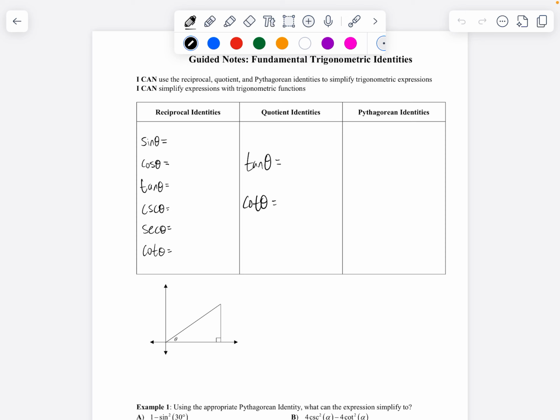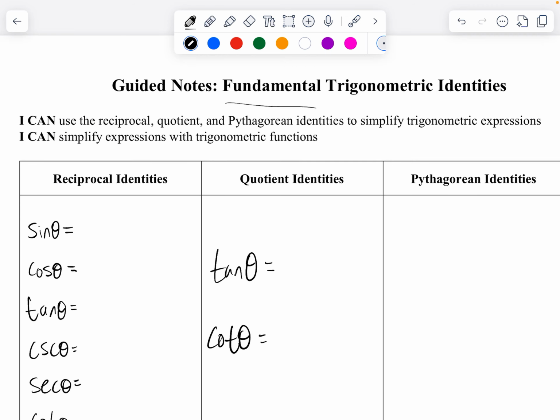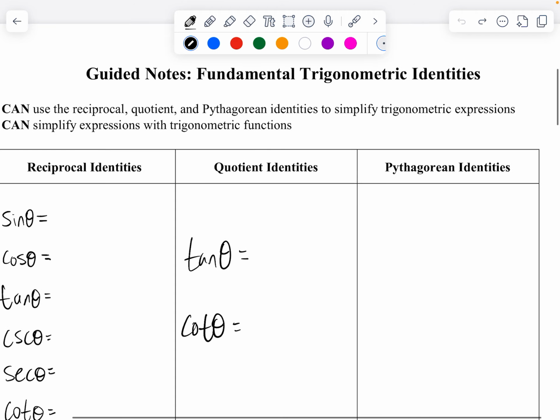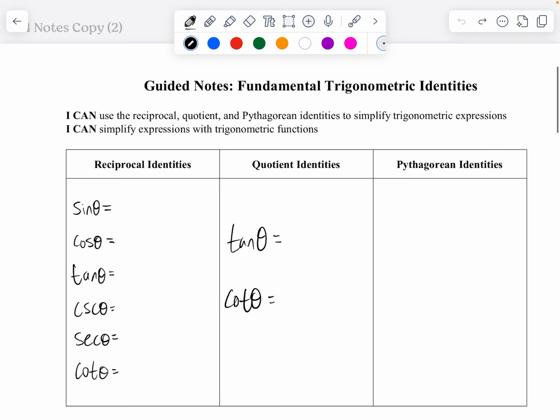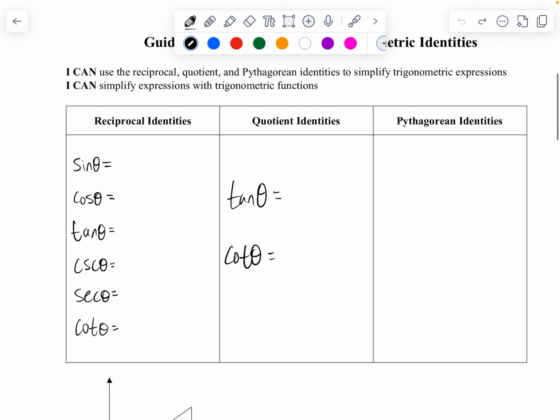Hello and welcome. So we're going to be talking about the fundamental trigonometric identities today. Now, when we say fundamental, we're going to be doing everything except the cofunction and the even-odd identities. So just the reciprocal, quotient, and Pythagoreans. So first off, let's go over the basic trig stuff.